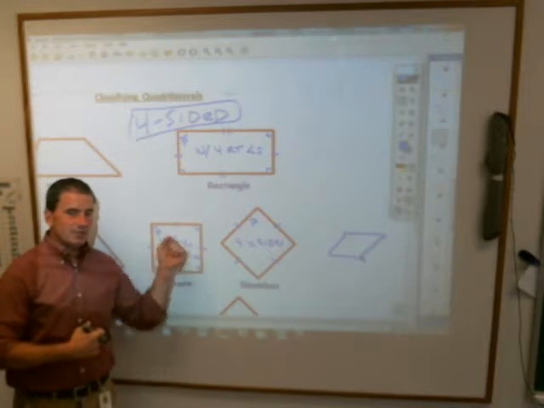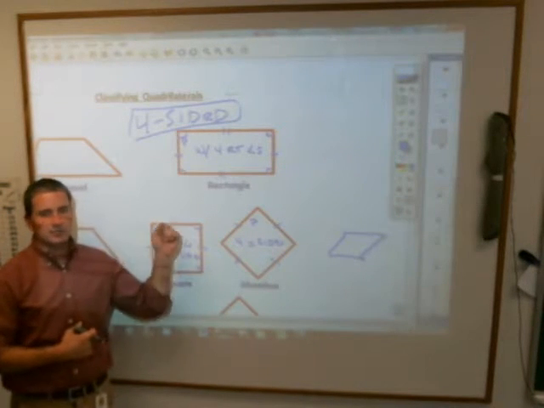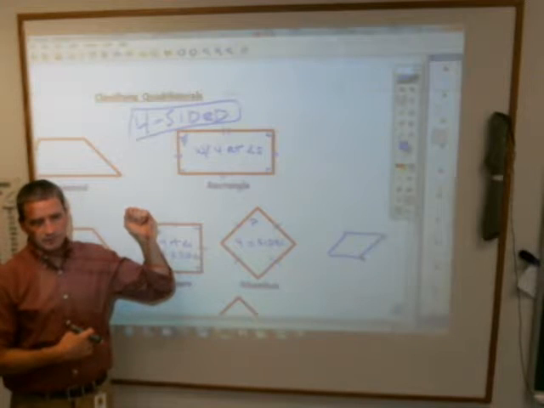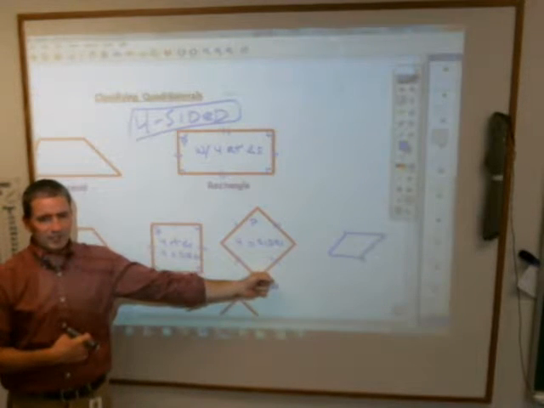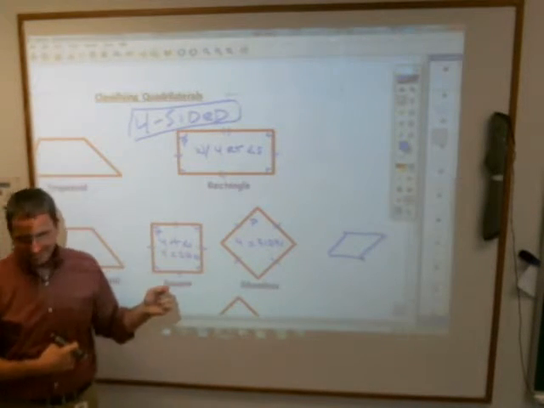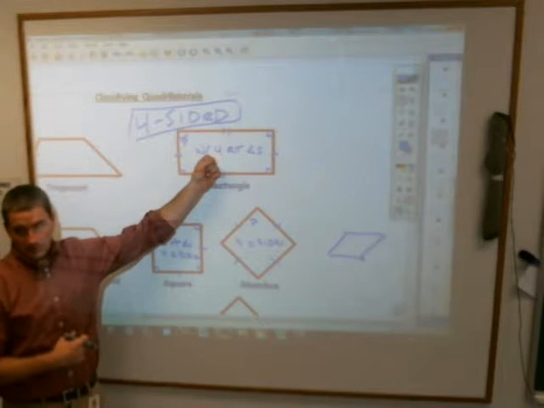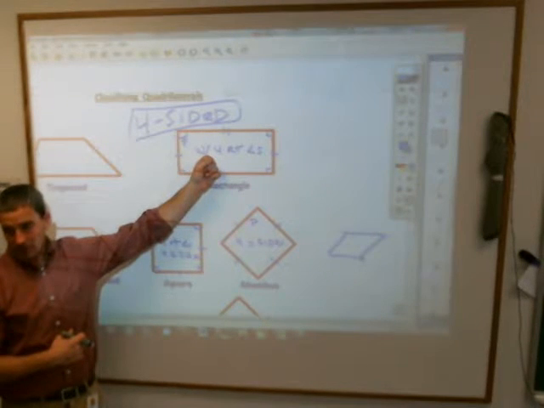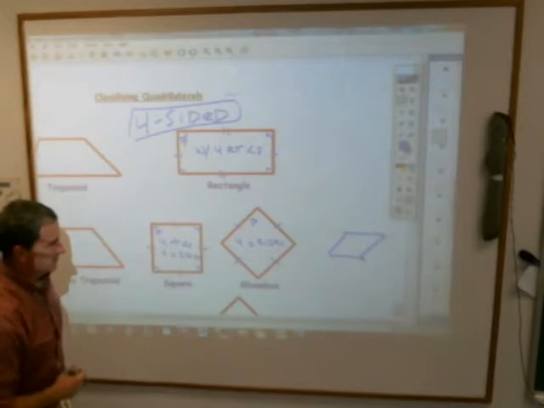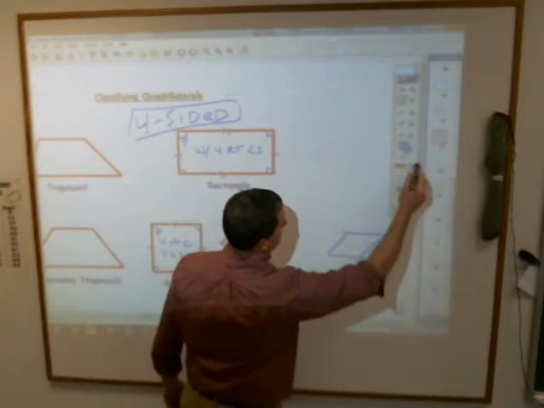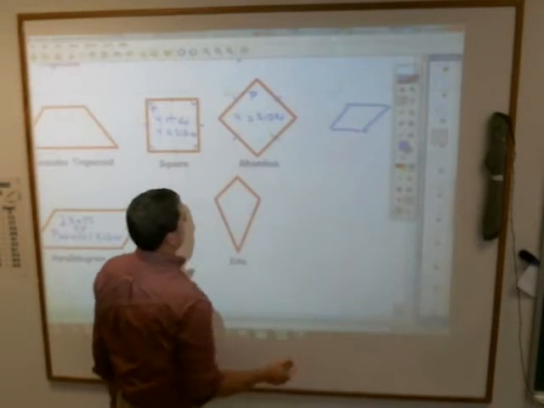Could a square be a rhombus? Yes. Are all squares rhombuses? Yes. Are all rhombuses squares? No. Are all rectangles squares? No. Could a rectangle be a square? Yes. That's exciting. What more could you ask for on a day like this?